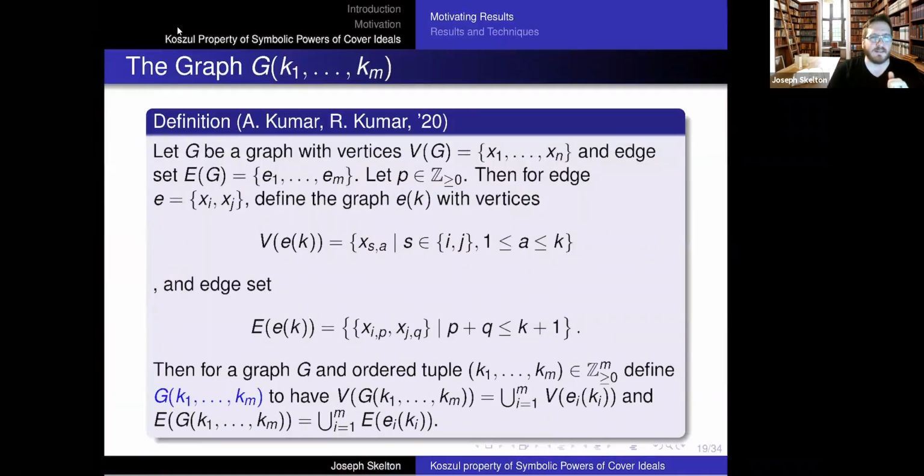This graph has actually been given slightly looser restrictions by Kumar and Kumar. They construct a graph in a similar fashion, but instead of doing it to the whole graph at once, they do it edge by edge. So for a single edge E, give it a k. Then you copy the vertices the same way and connect the vertices the same way for each edge. And then you take the union of all of those constructions, and that gives you this G_k vector, or G vector k.